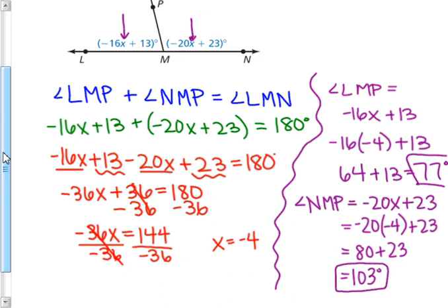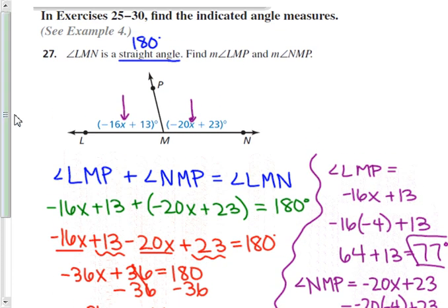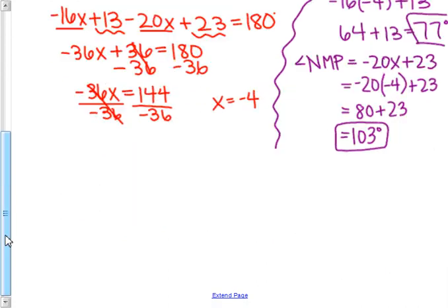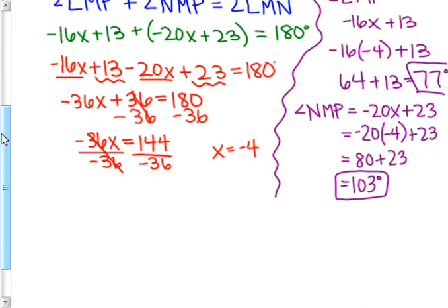Perfect. And then there's one other thing I could actually do here. If I know that a straight angle, LMN, is 180 degrees, once I found the two parts to make up that whole angle, I can go back and check my work. Does 77 plus 103 equal 180? Yes, it actually does. So those are fine. If I were to get something that didn't equal 180, I knew I did something wrong there.